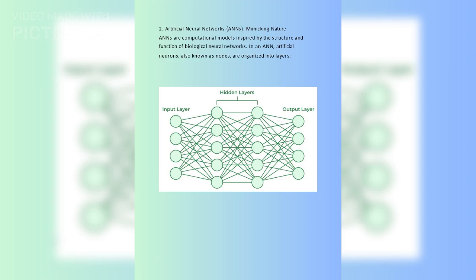Artificial neural networks, or ANNs, are computational models inspired by the structure and function of biological neural networks. In an ANN, artificial neurons, also known as nodes, are organized into layers.